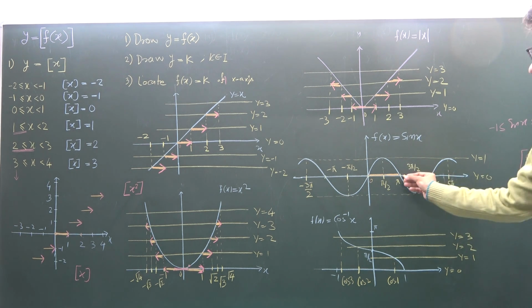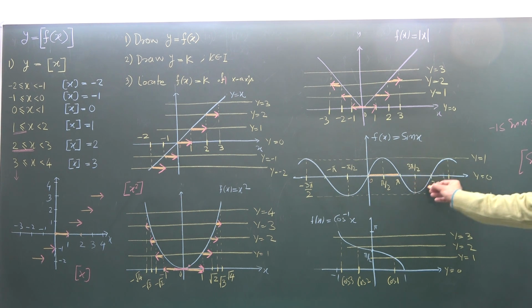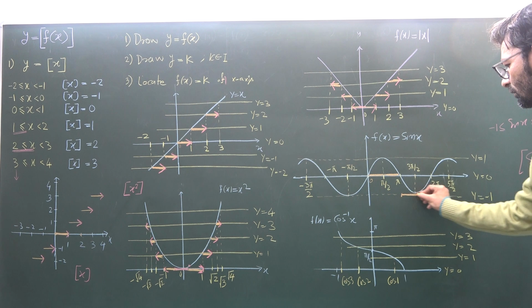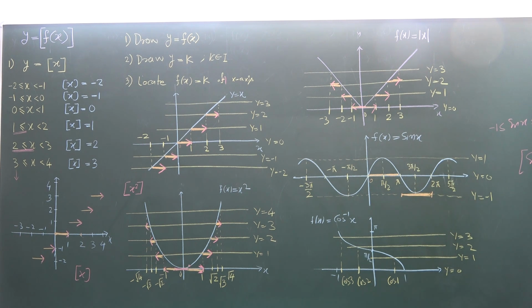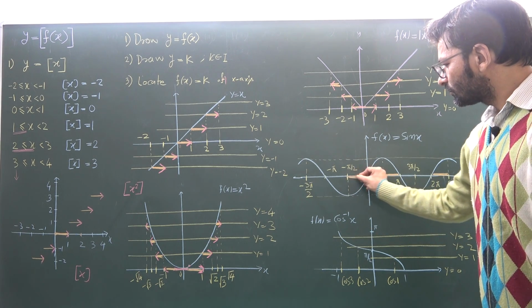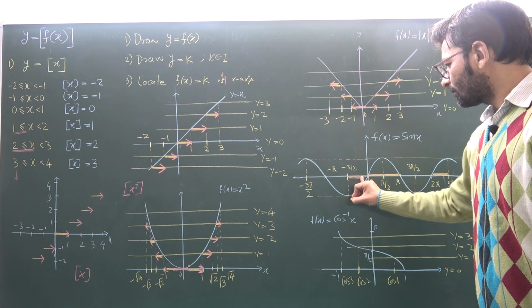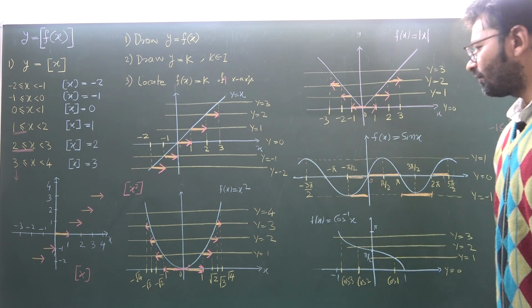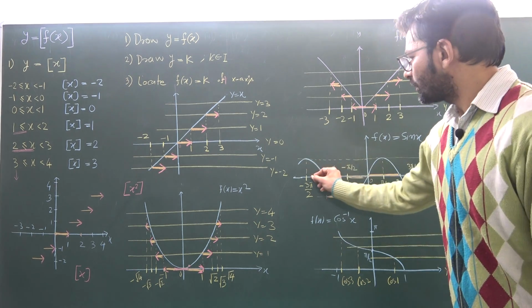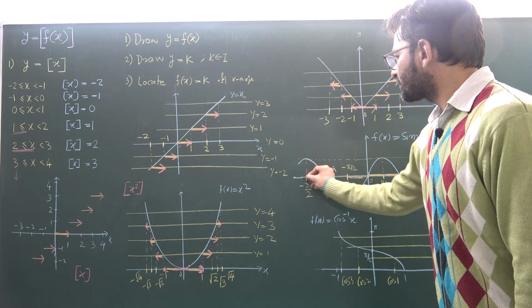In fact, between pi to 3 pi by 2 and then 2 pi, the graph is between 0 to minus 1. We can safely say this value is throughout minus 1. And what about this? 0. From 0 to minus pi by 2, y coordinate is minus 1. Between minus pi by 2 to minus pi, y coordinate is again minus 1. Between minus pi to 3 pi by 2, y coordinate is 0.